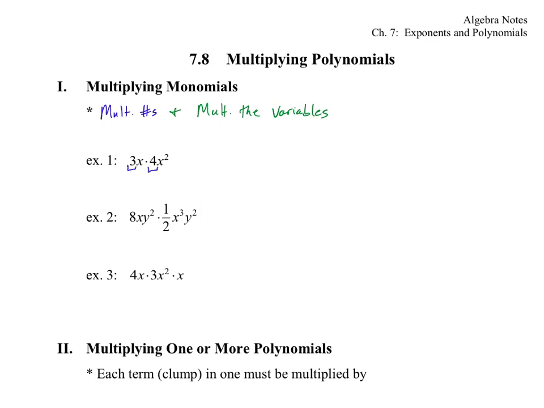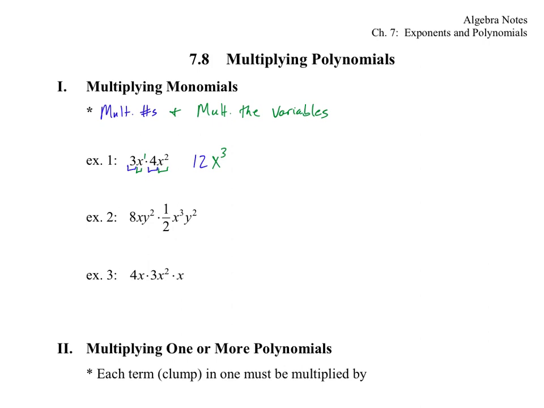We mean, all right, we have a 3, we have a 4. We multiply those, and we get a 12. Then we multiply the variables. We have an x, or an x to the first, and we have an x squared. So we take x times x squared. You add the exponents together, which gives us an x to the third. And that would be the final answer, 12x to the third.